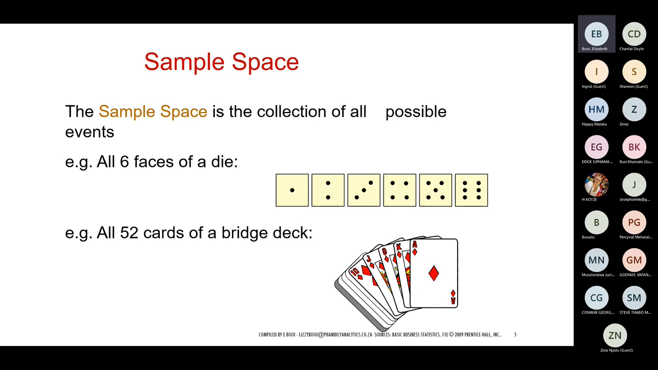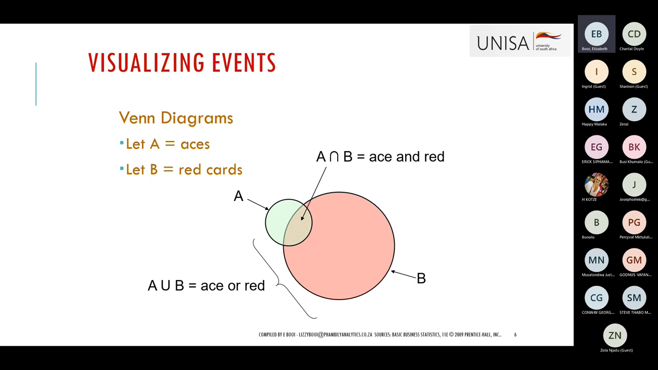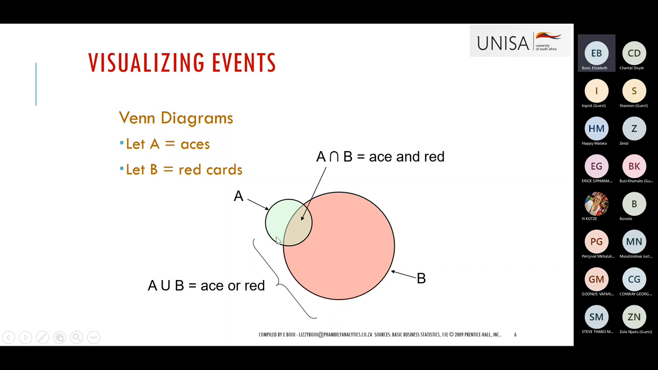Those are my outcomes. Okay, we can visualize probabilities and events in terms of different things. We can use a Venn diagram, and in a Venn diagram we can demonstrate a simple event, like the green circle is a simple event of A. If A represents aces, those will be the cards that have an ace on them, and B represents the cards that are red. So we know that in a sample space, which is a collection of all the cards, there are cards that are red, there are cards that are black, and there is a card that is an ace, and an ace can be red or black. It's black when it's a club or a spade, and it's red when it is a heart or a diamond.